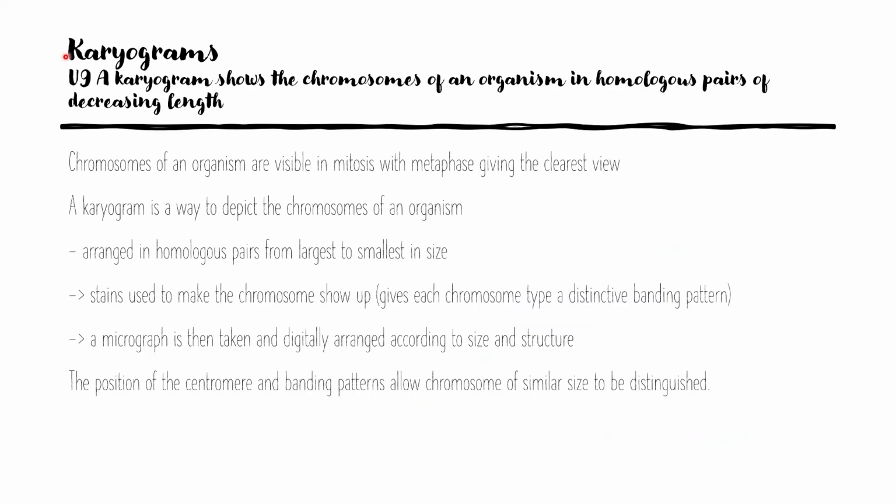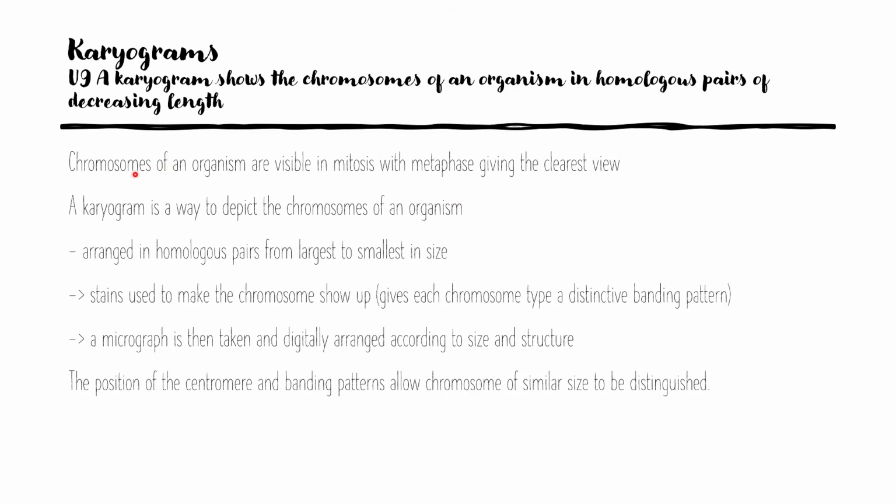Let's talk about karyograms, understanding 9. Chromosomes of an organism are visible in mitosis. And why are they visible in mitosis? Because in prophase, the chromatin fibers are going to condense to form chromosomes. And metaphase gives us the clearest view, because in metaphase they're all lining up in the middle.